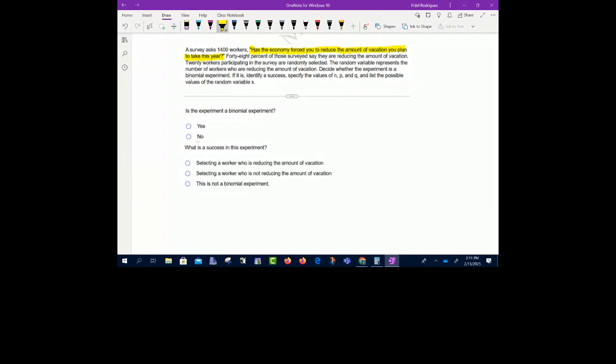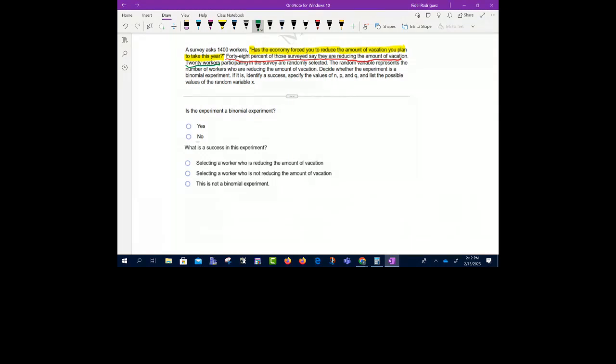Now, look what it says. It says 48% of those surveyed said they are reducing the amount of their vacation. I'm going to start reading a little bit more. 20 workers. So now we're looking at 20 people participating in the survey who are randomly selected. The random variable X represents the number of workers who are reducing the amount of their vacation. Decide whether the experiment is a binomial experiment. If it is, what's the success? Specify the values of N, P, and Q.